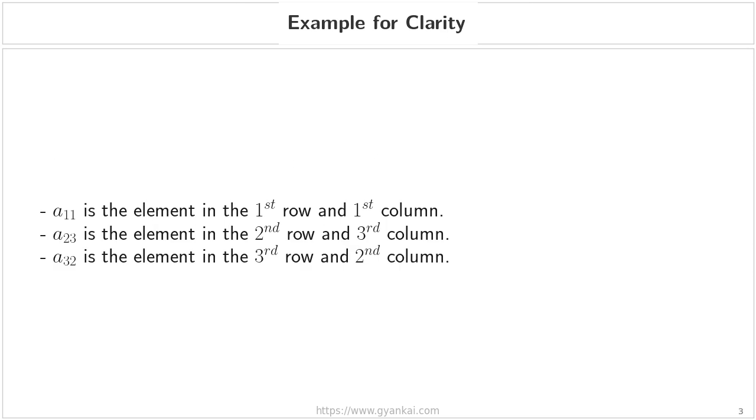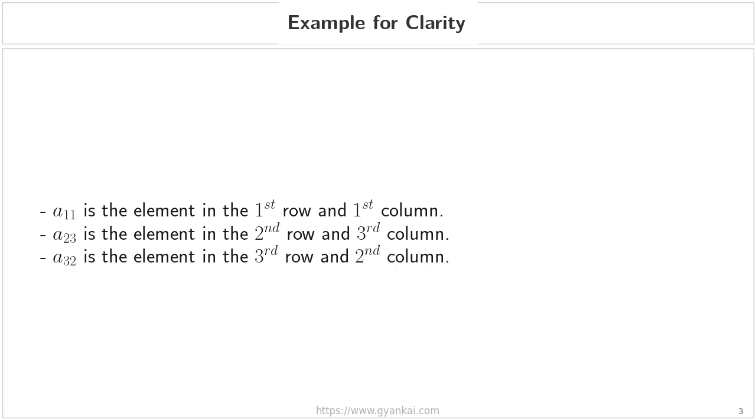Example for clarity. First, consider a sub 1-1. Following the rule we just discussed, the first index represents the row and the second represents the column. Therefore, a sub 1-1 refers to the element located in the first row and the first column. Next, let us look at a sub 2-3. Here, the first subscript is 2 and the second is 3. This means we move to the second row and then across to the third column. Thus, a sub 2-3 is the element in the second row and third column.